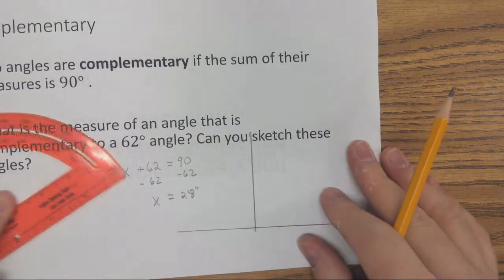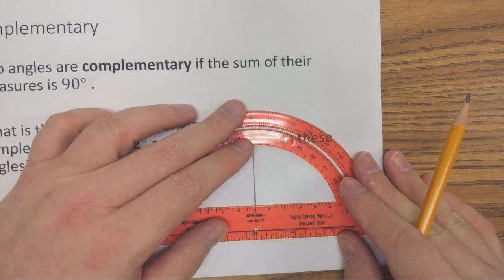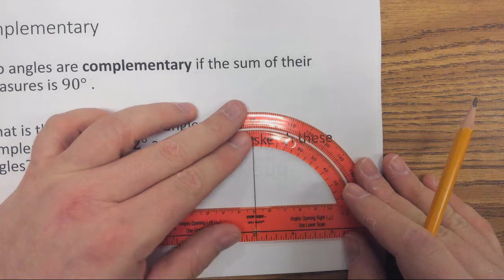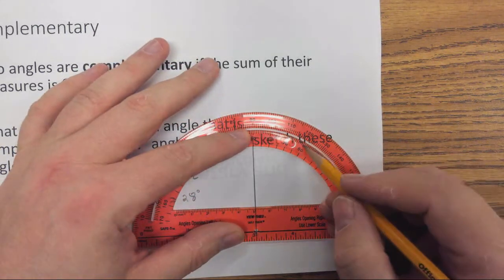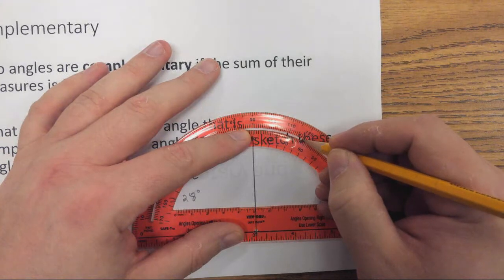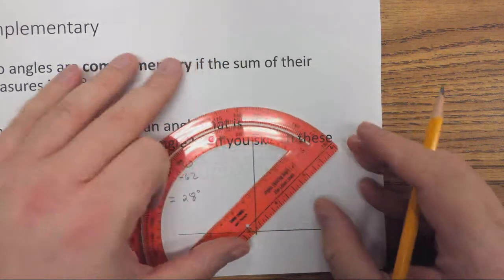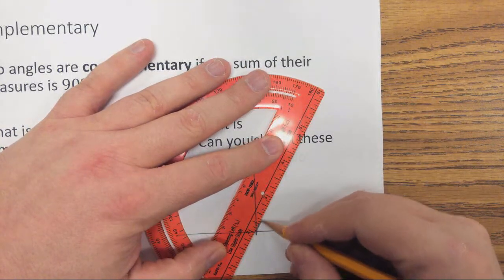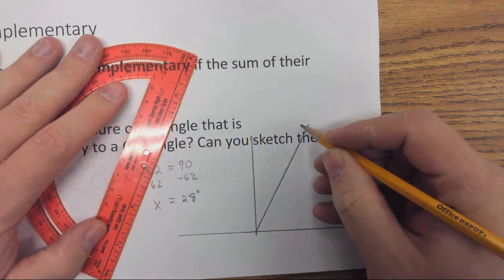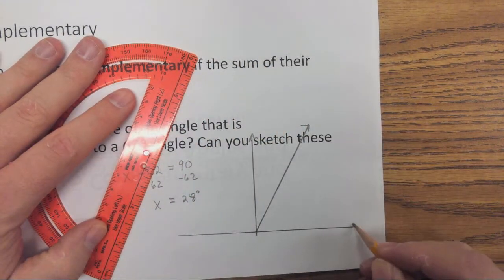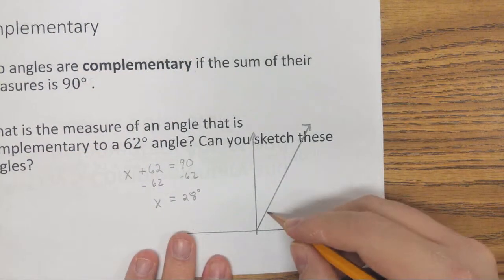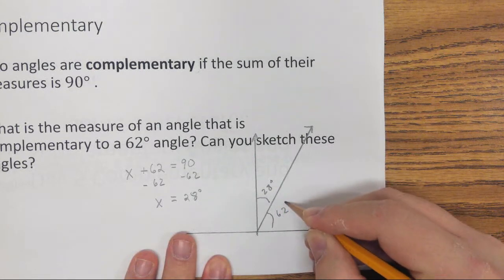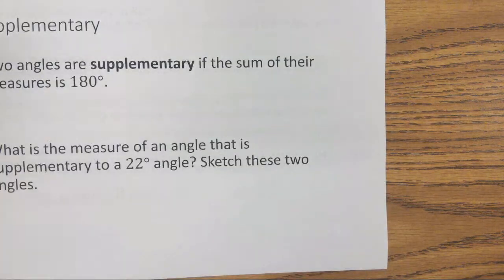And then I'm going to measure out this 62. I'm coming here to the center, just like we did when we practiced with the protractor, coming to 62. Put a little mark on 62 here. And there we go. We just drew our two complementary angles. This one is 62. This one is 28. Easy peasy. Alright, moving on.